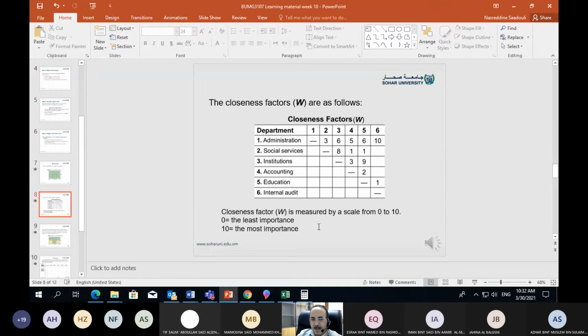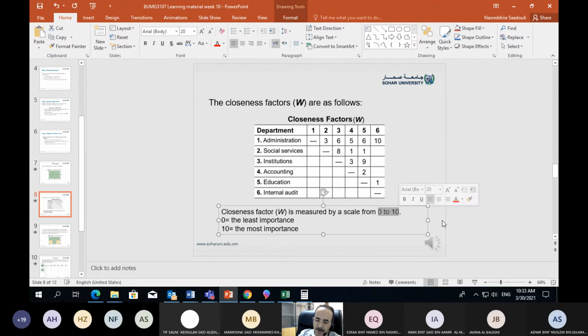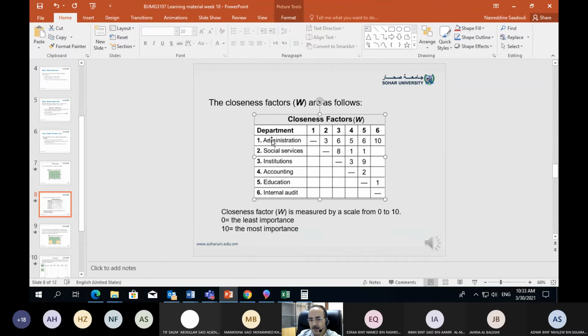Okay. The closeness factors for this example are given as follows. Here, two things to observe. One is the scale. We are using here a scale from 0 to 10. Now, is this the only scale that we can use? Absolutely not. This is just a choice of a scale from 0 to 10, where 0 is least important, 10 is most important. So what does that mean? It means that when I see 10 here, between Department 1, which is the administration, and Department 6, which is the internal audit, 10 means these two departments, it's very important that they are close to each other, that they are next to each other.